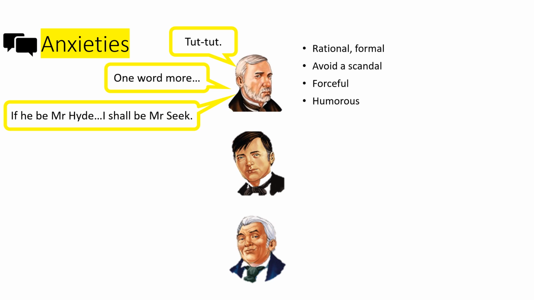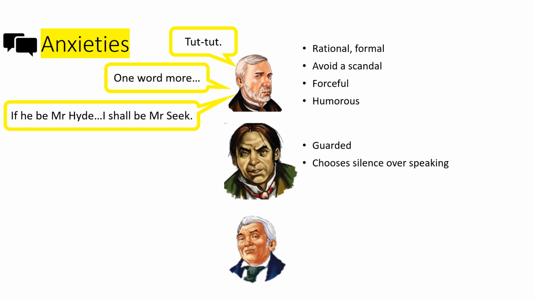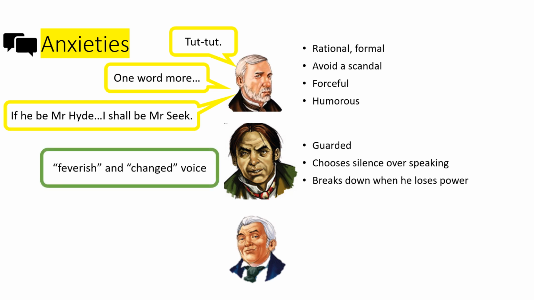Well, let's move on to Jekyll. Jekyll's dialogue can be very guarded too. He's always trying to avoid questions, and he often chooses silence over speaking. For example, when Utterson asks him about his will, he shuts his mouth tight and nods his head. Rather than giving something away, he thinks if he says nothing at all, that's safer. When Hyde becomes more powerful than Jekyll, his formal guarded language breaks down. He has a feverish manner and he speaks in a changed voice and stutters, "I have."